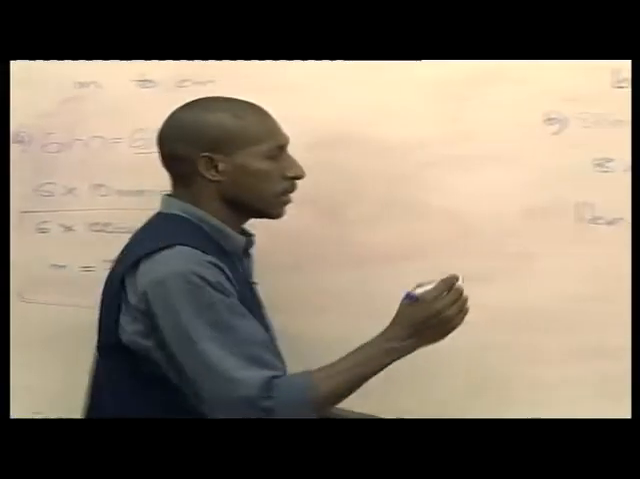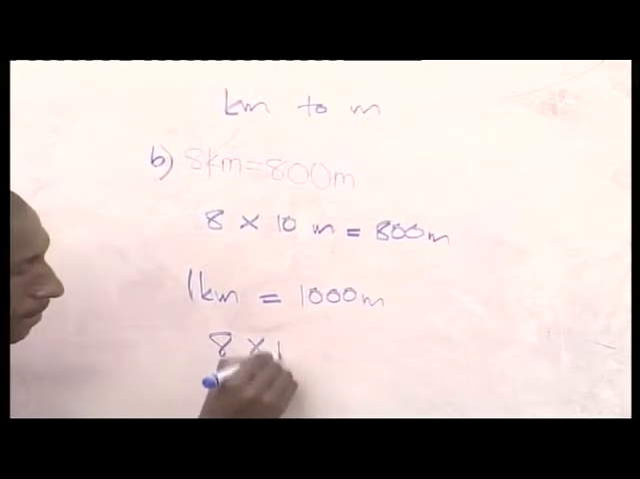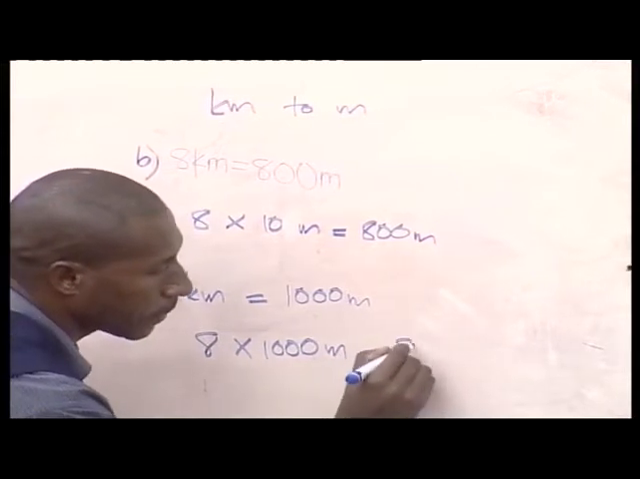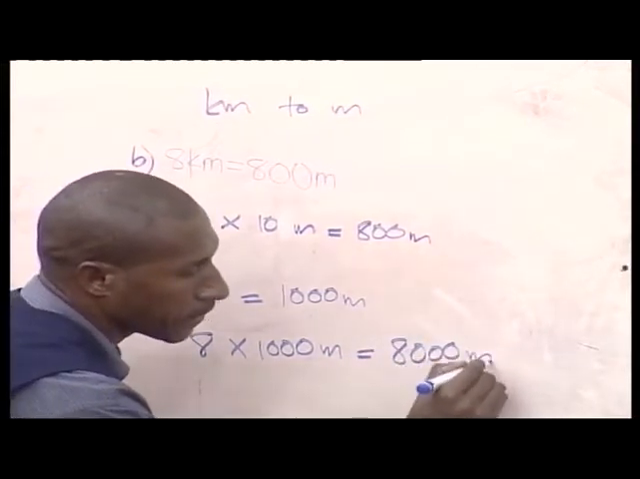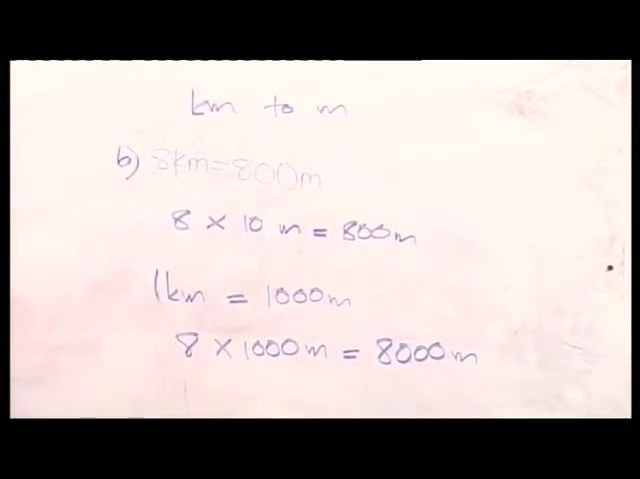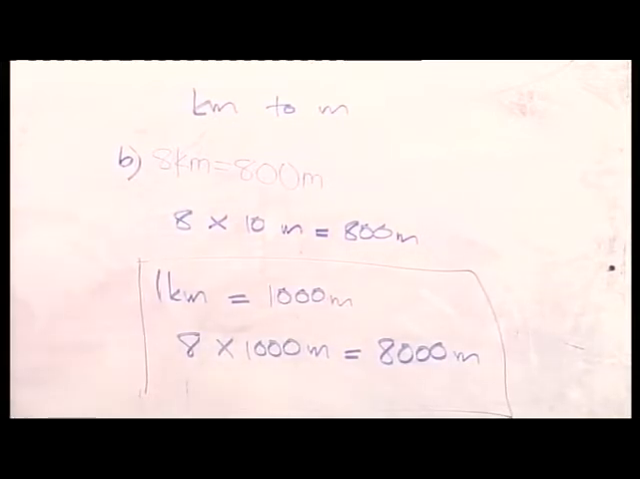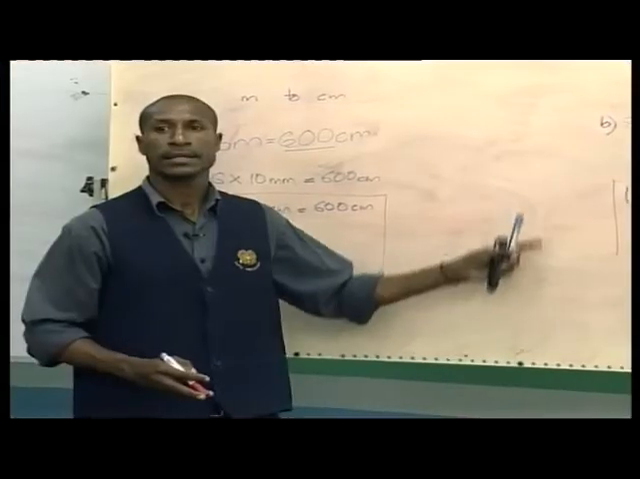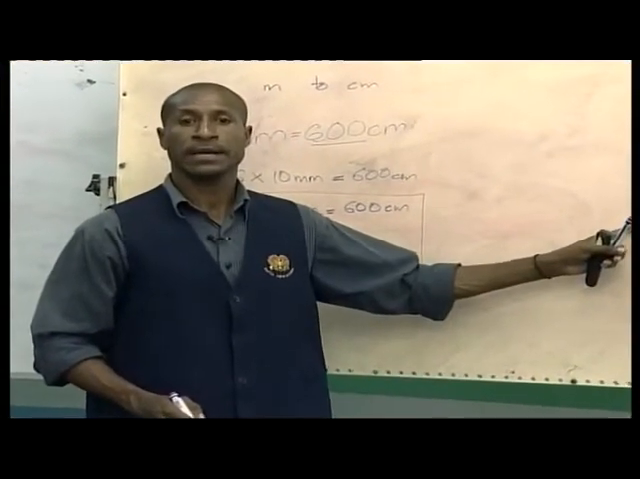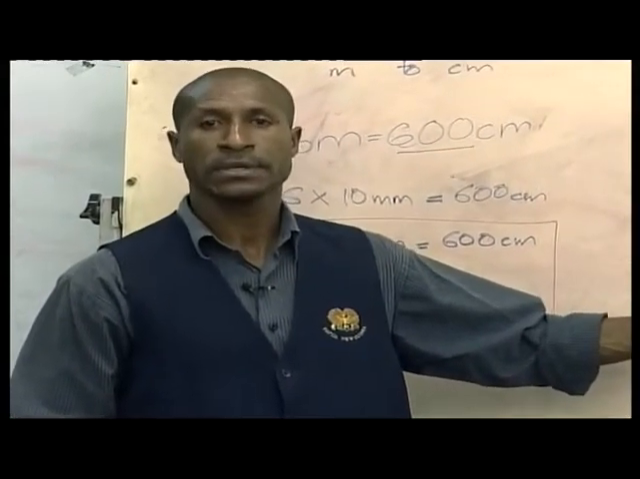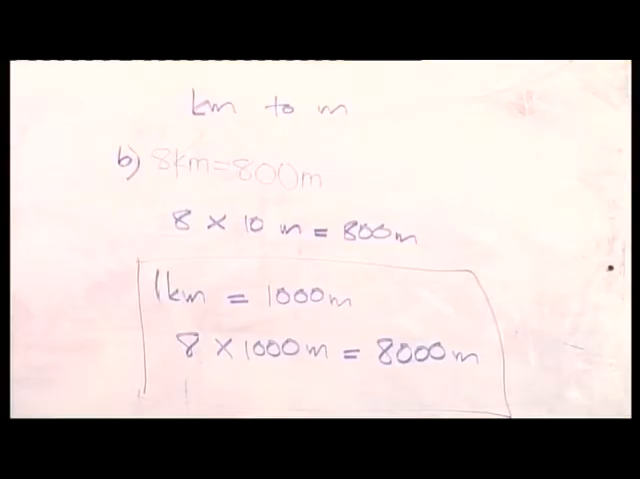8 times 1,000 meters. So what would be the answer? 8,000 meters. Receiving students and sixes, that's the correct working out. Please, if you have made a mistake with your answer or did not follow the correct working out, please do correct that working out. Receiving teacher, please make corrections on your students' work.